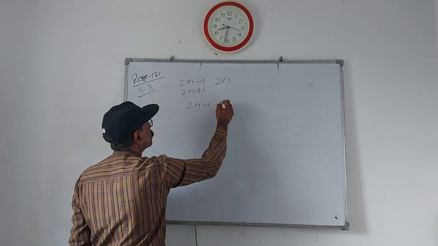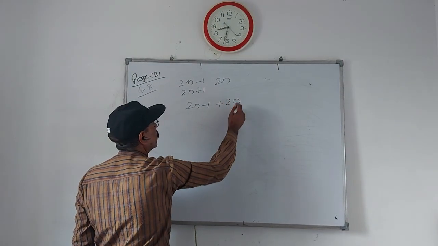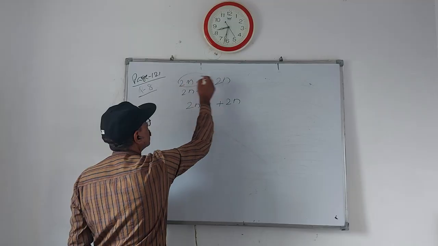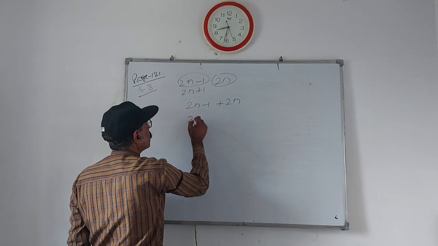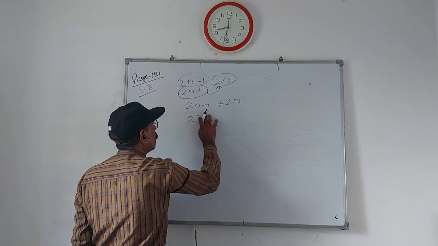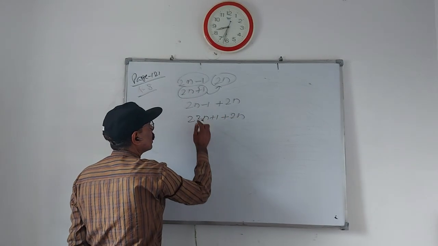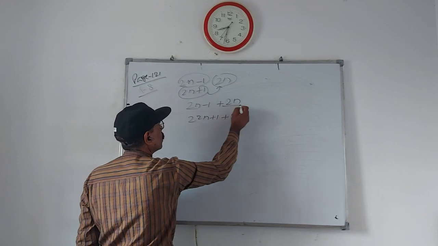2n minus 1 and 2n. Adding these two numbers, or adding this number and this number. So 2n plus 1 plus 2n.